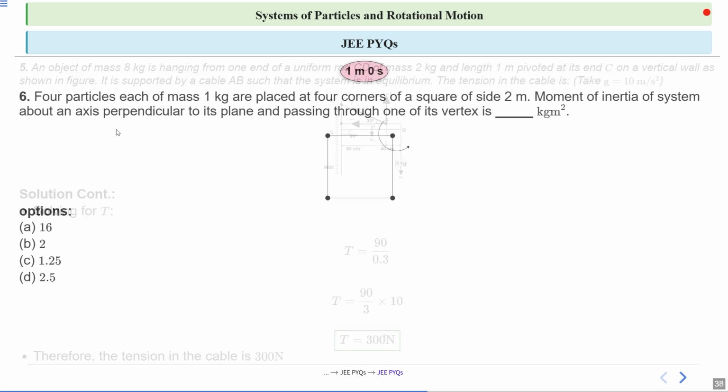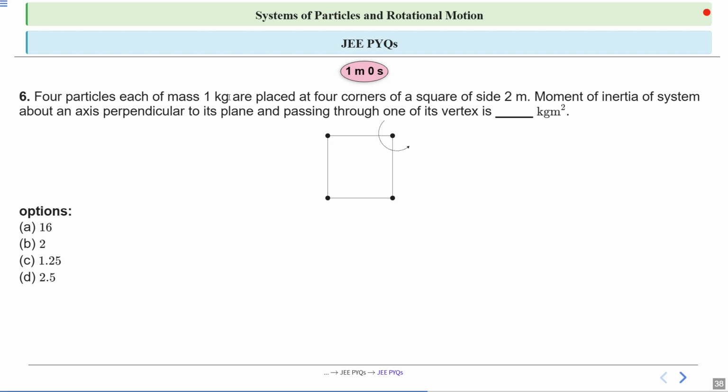Alright. 4 particles each of mass 1 kg are placed at the 4 corners of a square of side 2 meter. The moment of inertia of the system about an axis perpendicular to its plane and passing through one of its vertex is what? Given options: option A is 16, option B 2, option C 1.25 and option D 2.5. So which option is correct? You have some time, please solve this question.